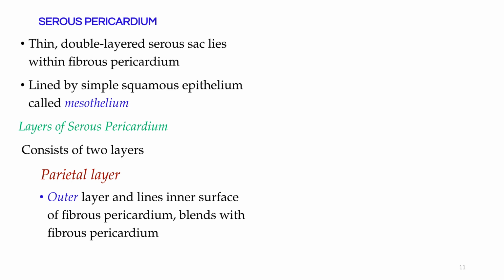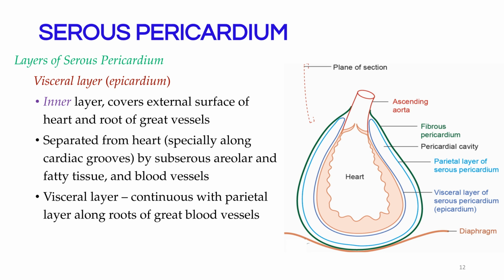The serous pericardium is a thin, double-layered sac, lined by mesothelium. The parietal layer is the outer layer, lining the inner surface of the fibrous pericardium. The visceral layer, or epicardium, covers the external surface of the heart and the roots of the great vessels. It is continuous with the parietal layer along the roots of the great blood vessels.